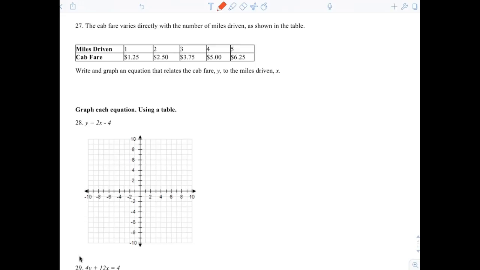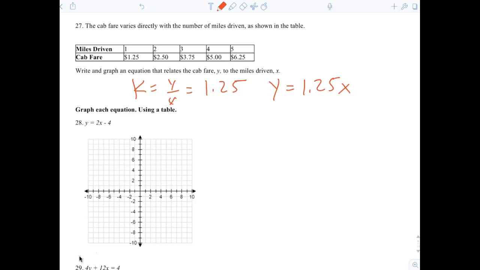So if it varies directly, what's the constant going to be? Yes, the constant is always y over x. So who could tell me real quick, just by looking at it, what's y divided by x? How did you know that so fast? Because when x is 1, exactly. 1.25. So k is 1.25. Everybody agree with that? So the equation is y equals 1.25x.